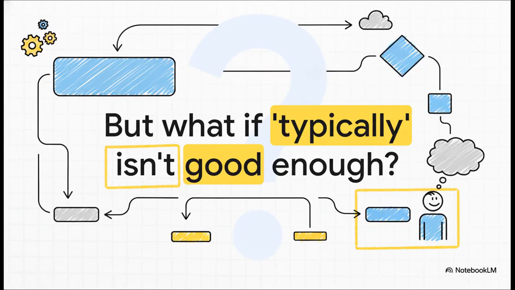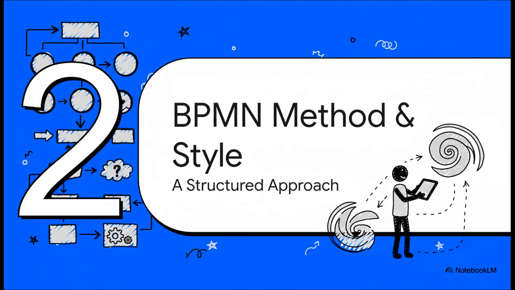Right. What if typically just doesn't cut it? I mean, what happens when it doesn't go to Y? What about all those exceptions? A real process model can't just be a story about one perfect scenario. It has to be a complete map of all the important paths from the very beginning to the very end. So it's pretty clear we need a better way to do this. And that is where a structured approach comes in and changes the game.